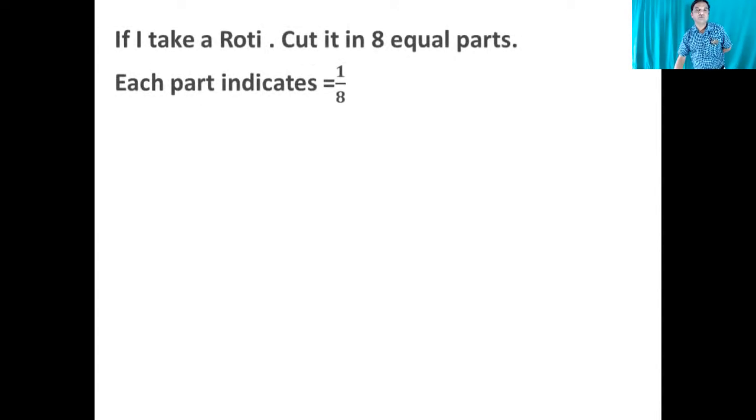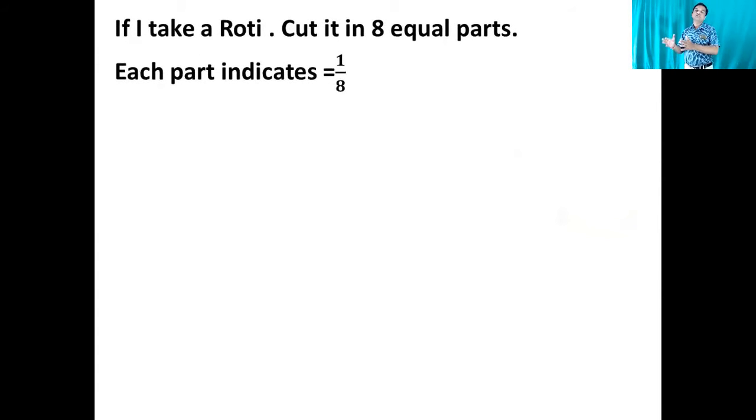So in all these fractions, we have seen the numerator is smaller than the denominator. Numerator indicates how many parts we have taken. Denominator indicates how many parts there are in a whole. For example, in 1 dozen bananas there are 12 parts, and we have taken 6 parts, 3 parts, or 8 parts, meaning 8 bananas out of it.